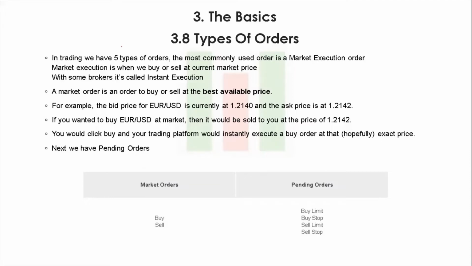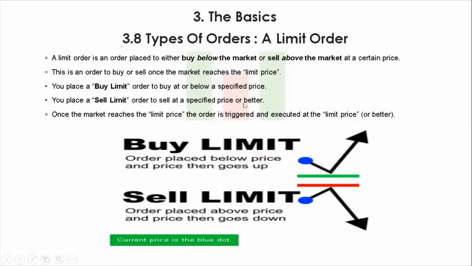hopefully. Now we also have pending orders: a buy limit, a buy stop, a sell limit, and a sell stop. A buy limit order is placed either to buy below the current market price or to sell above the current market price. And this is an order that only activates once the market reaches the limit. That makes sense. So if you place a buy limit, the order goes below the current price, and if you place a sell limit, the order goes above the current price.